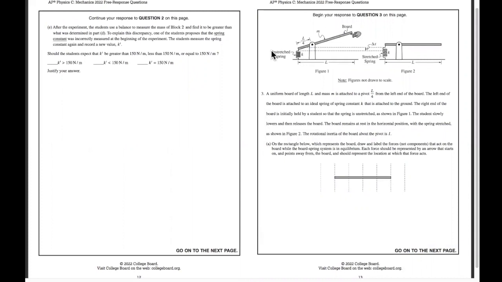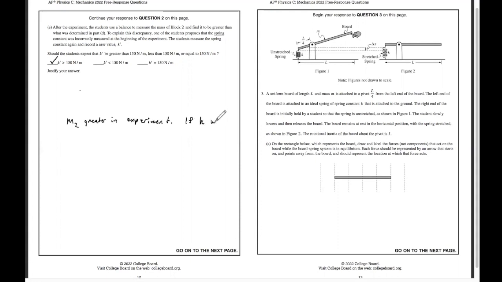So we are going to finish off question number 2, and then we'll move on to question number 3. After the experiment, the student uses a balance. We find that m2 is greater experimentally than what we would have expected. So m2 is greater in the experiments. Now, one of the students decides to remeasure the spring constant, and we get a different value, k prime. We're asked if it should be higher than, less than, or equal to. And the correct answer is actually higher than, because m2 is greater in the experiment.